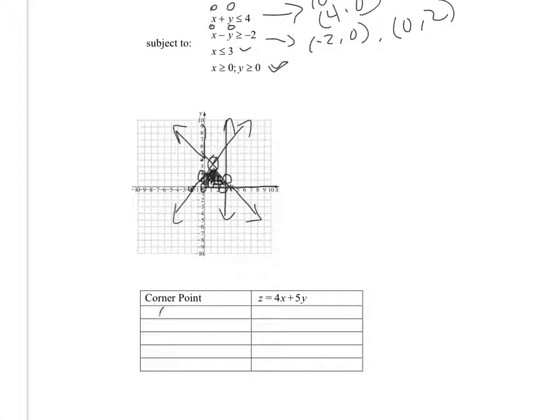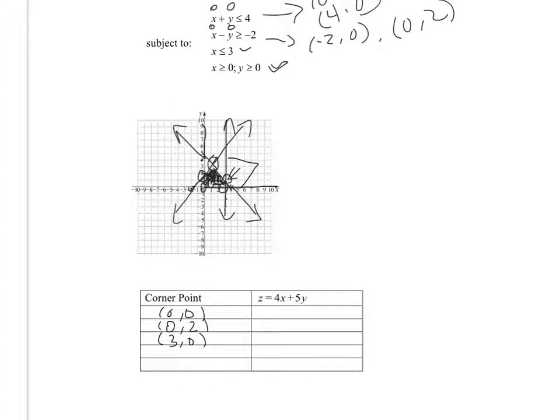I know I've got 0, 0, and I have 0, 2. That was one of my intercepts. My x-intercept, excuse me, was at 3, 0, because that's where this vertical line crossed, which means now I have 2 that I need to calculate to see what those corners are. I need to know where this and this intersect. That's going to be this point right here.